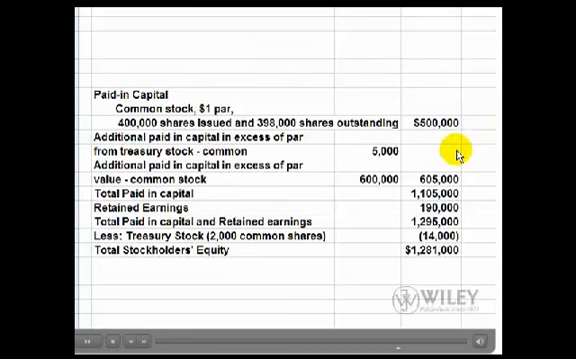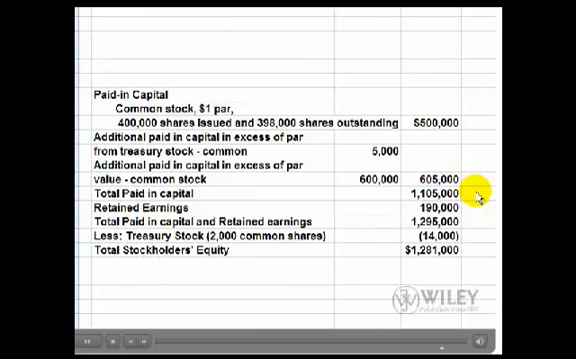Next, in Part C, we need to prepare the stockholders' equity section for Hossford Corporation at December 31st, 2011. We have common stock, dollar par, 400,000 shares issued, and 398,000 shares outstanding. The difference between the 400,000 and 398,000 are the 2,000 shares held in treasury. So that balance is 500,000. Additional paid in capital in excess of par from treasury stock common, 5,000. Additional paid in capital in excess of par value common stock, 600,000, for a subtotal of 605,000.